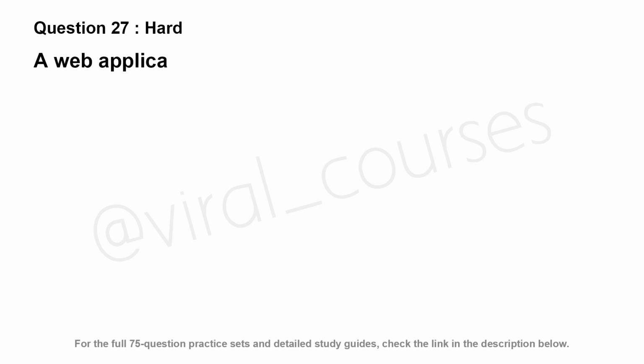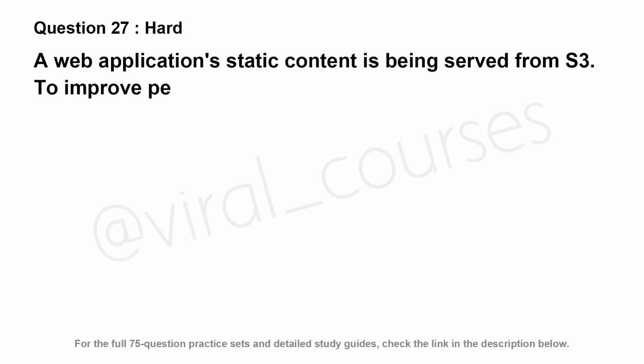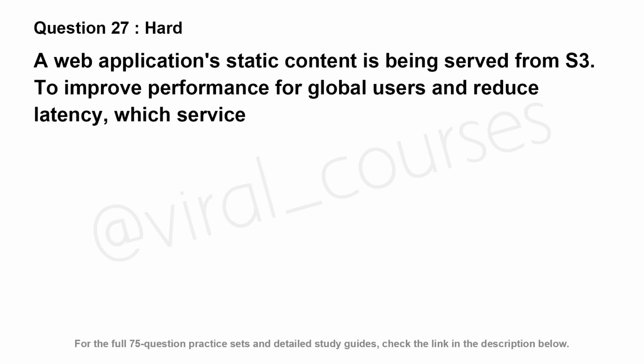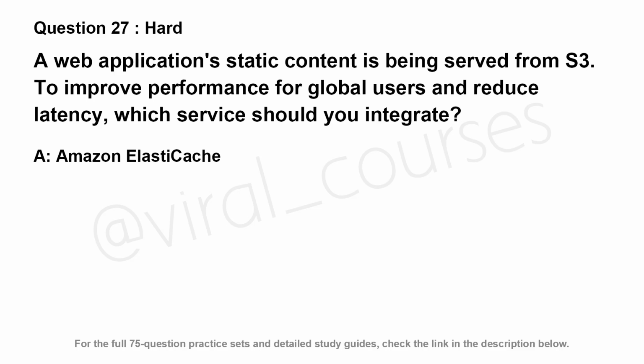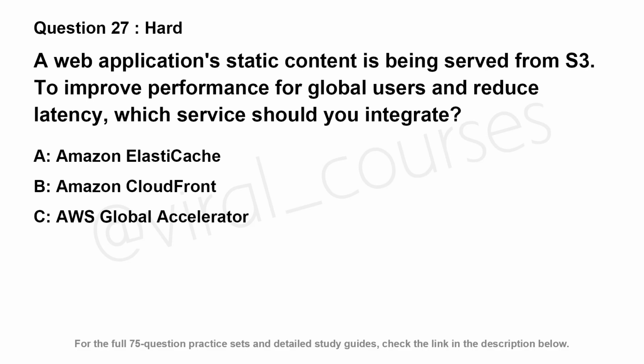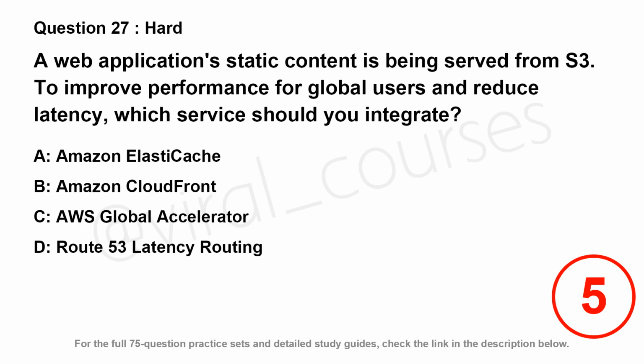A web application's static content is being served from S3. To improve performance for global users and reduce latency, which service should you integrate? Option A, Amazon ElastiCache. Option B, Amazon CloudFront. Option C, AWS Global Accelerator. Option D, Route 53 Latency Routing.